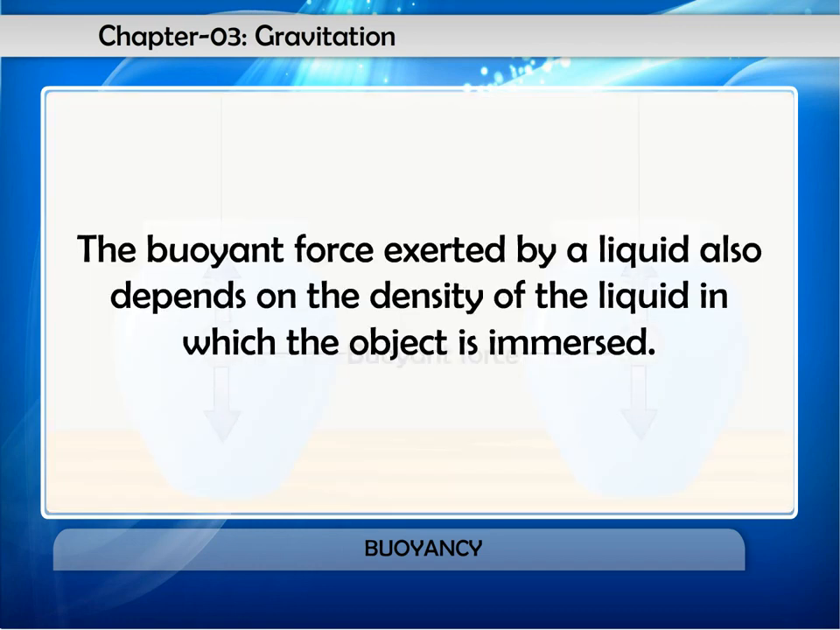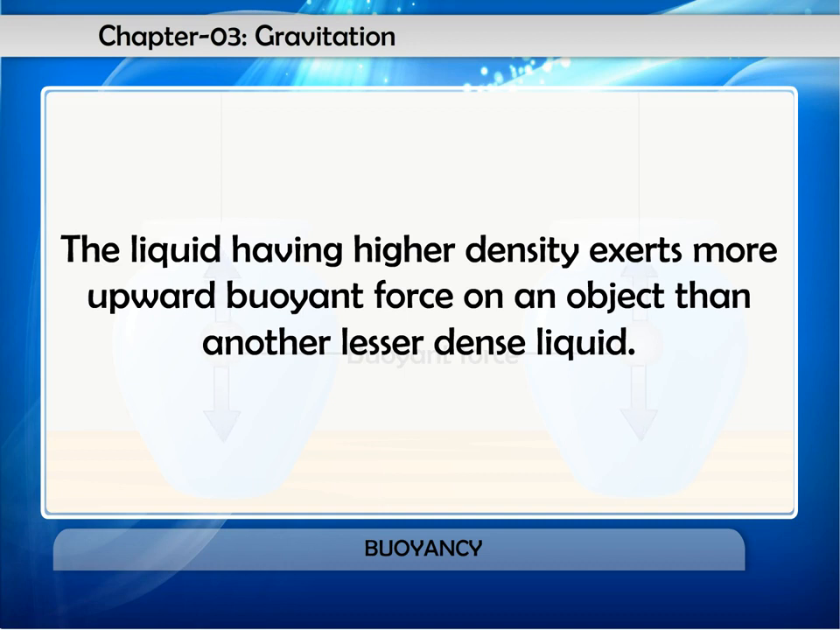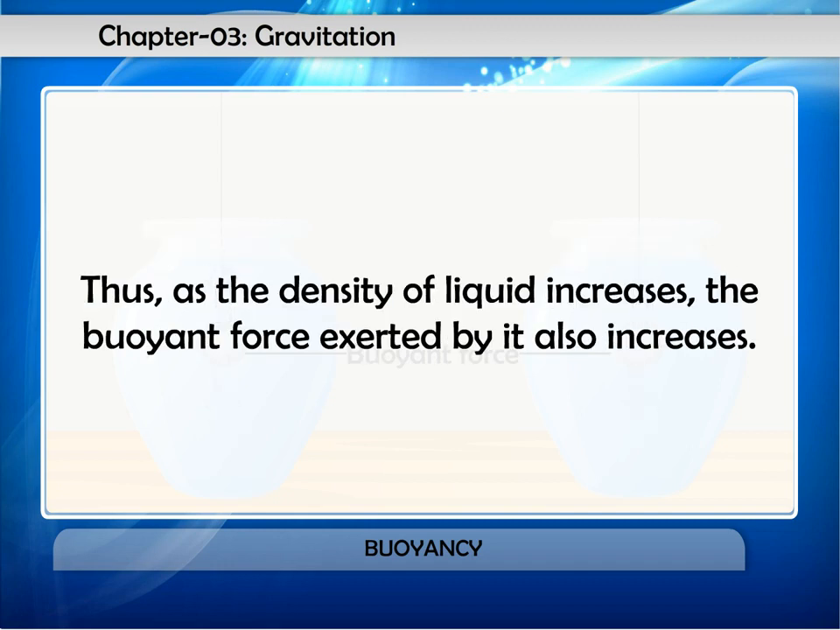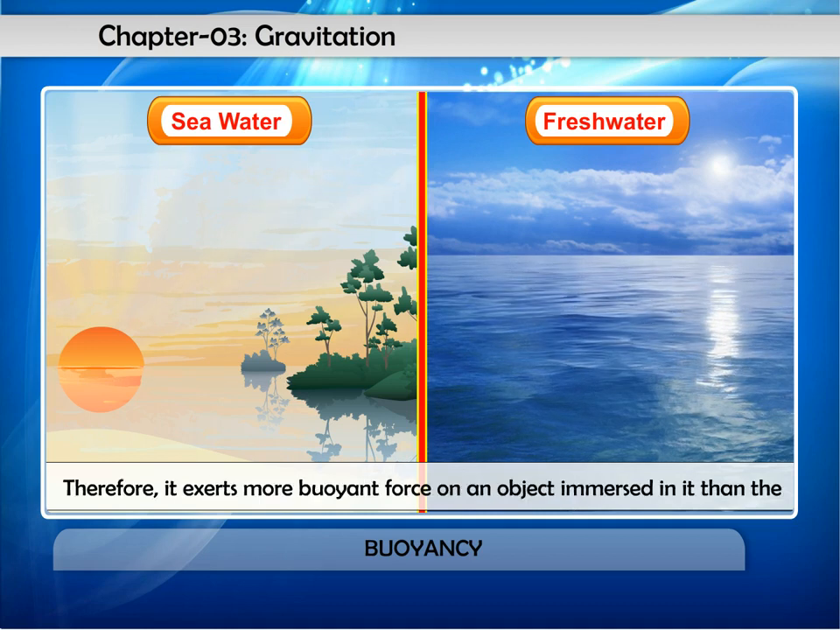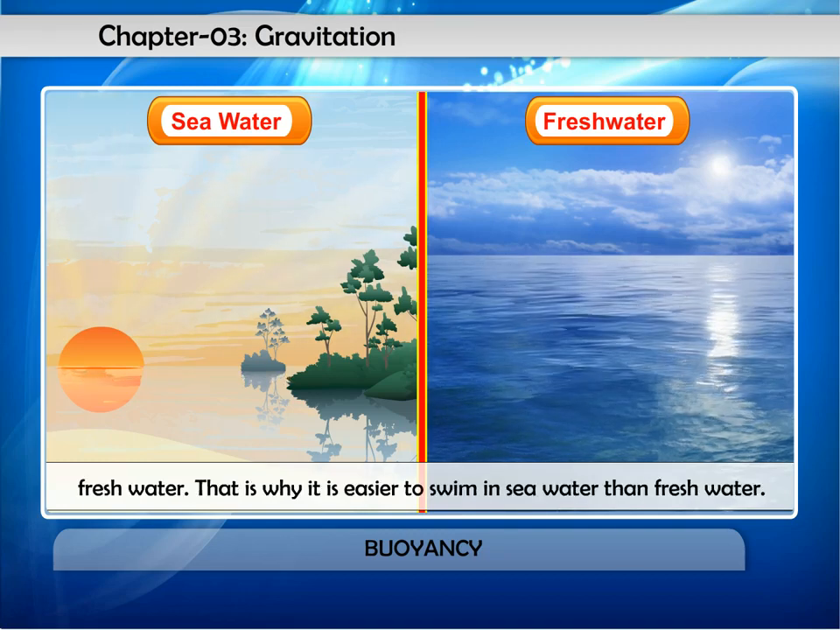The buoyant force exerted by a liquid also depends on the density of the liquid in which the object is immersed. The liquid having higher density exerts more upward buoyant force on an object than another less dense liquid. Thus, as the density of a liquid increases, the buoyant force exerted by it also increases. Seawater has higher density than fresh water. Therefore, it exerts more buoyant force on an object immersed in it than fresh water. That is why it is easier to swim in seawater than fresh water.